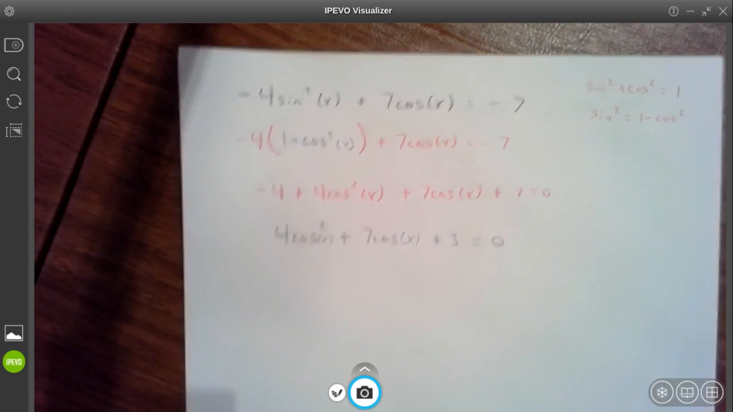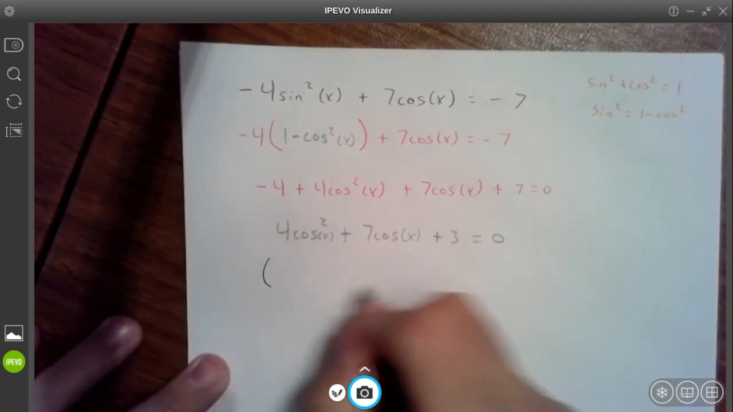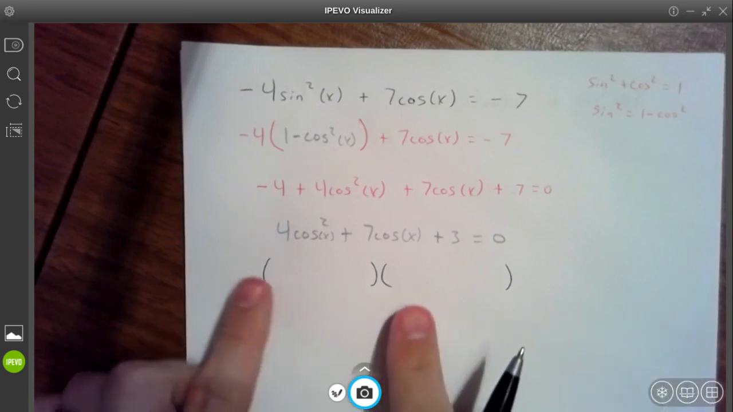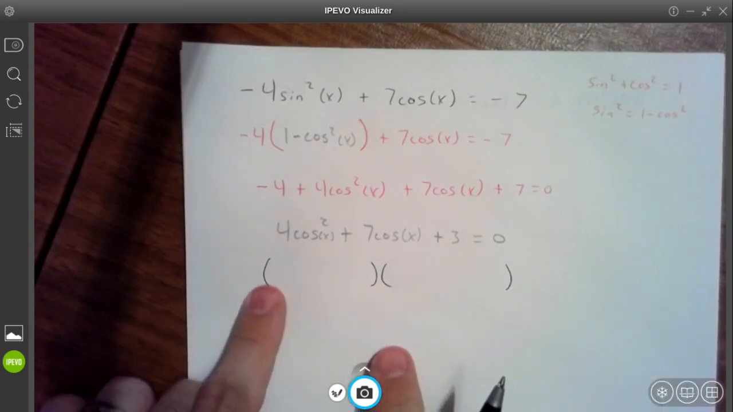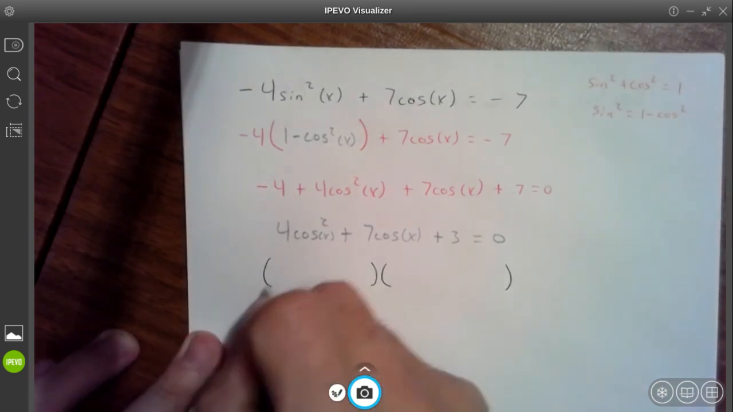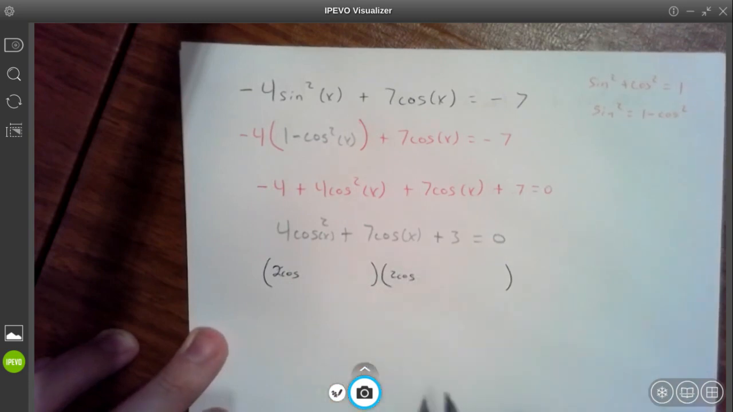All right. Now, everything's in terms of cosine. It's all on one side of the equation. And, yep, I've got a quadratic in cosine. So we can solve it by factoring. This one might have some options. This could either be a 2 cosine and a 2 cosine, or a 4 cosine and a 1 cosine. Which one's going to work? I guess I just need to try one. Let me try 2 cosine and 2 cosine.